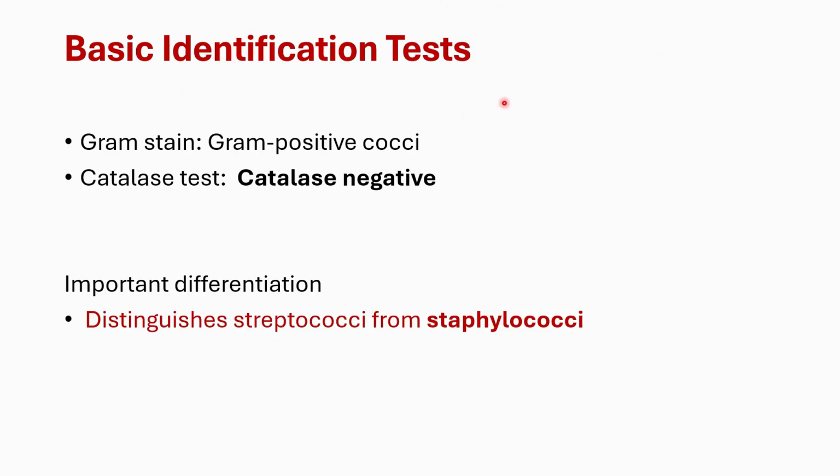The basic identification test. When these colonies are examined microscopically, we can detect gram-positive cocci, and another major identification test is the catalase test. Streptococci are catalase negative, which helps to differentiate other gram-positive cocci like Staphylococcus, which are catalase positive.